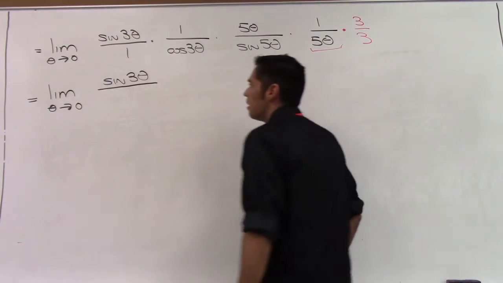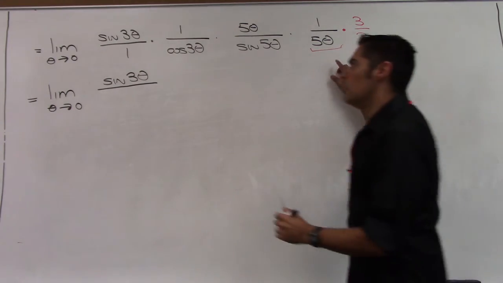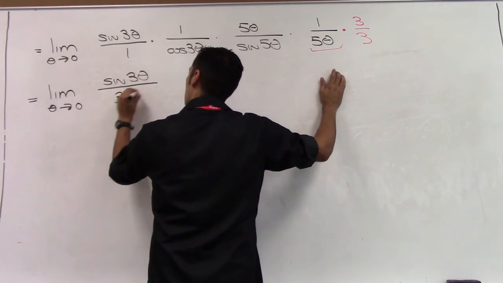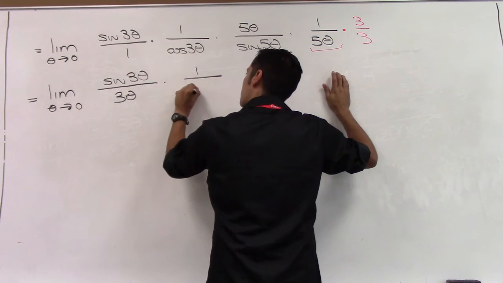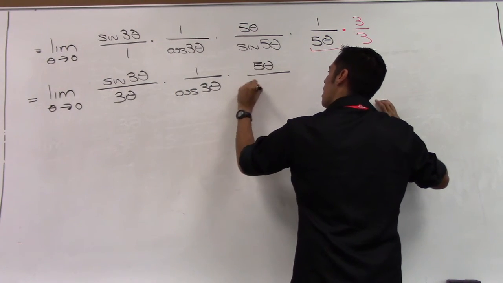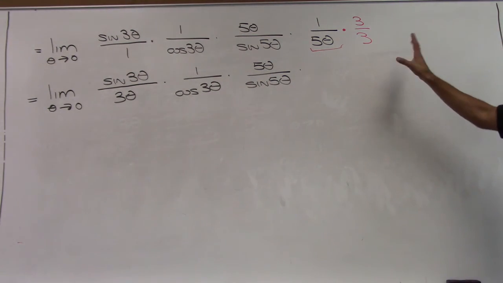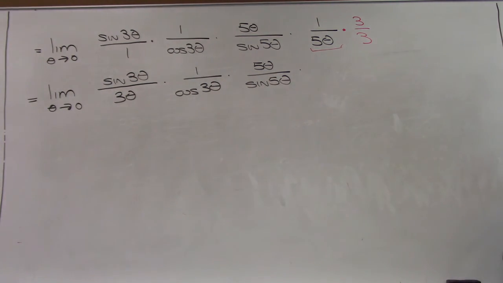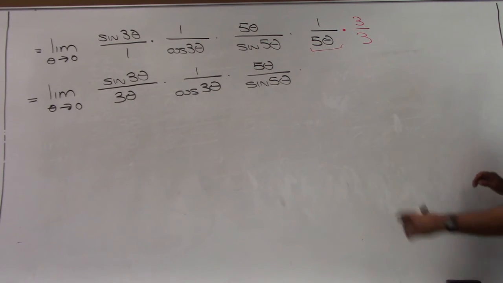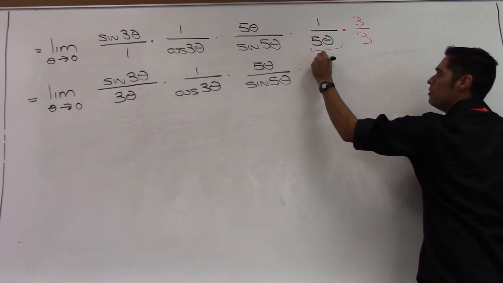What am I going to put under there now? 3 theta. That 3 and that theta, right? So there's my 3 theta. 1 over cosine 3 theta. My 5 theta over my sine 5 theta. And then tell me what's still over here, because there's still stuff here. Not all of it's gone. 3 over 1 and 1 over 3. Is this 3 up here still? Yeah, that never got moved anywhere.